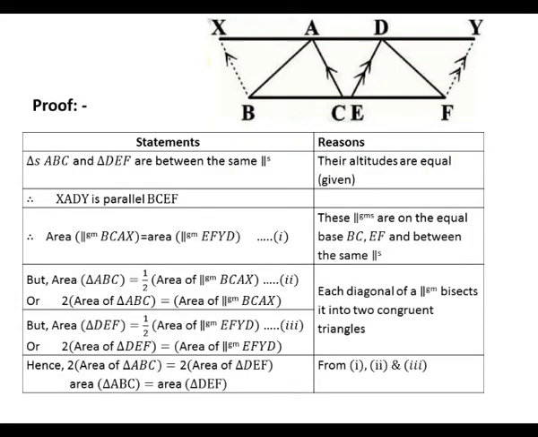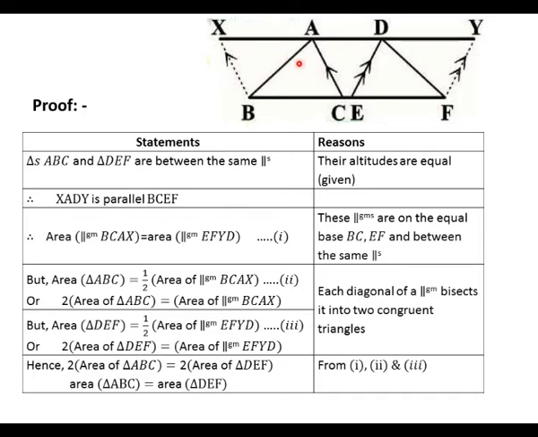Okay students, now we move to its proof. Looking at the proof, triangles ABC and DEF are between the same parallels. Yes, of course, because their altitudes are equal. So XADY is parallel to BCEF. Yes, if you look in the diagram, this is XADY. This is a straight line which is actually parallel to BCEF. This BCEF is another straight line. So these two lines are parallel.